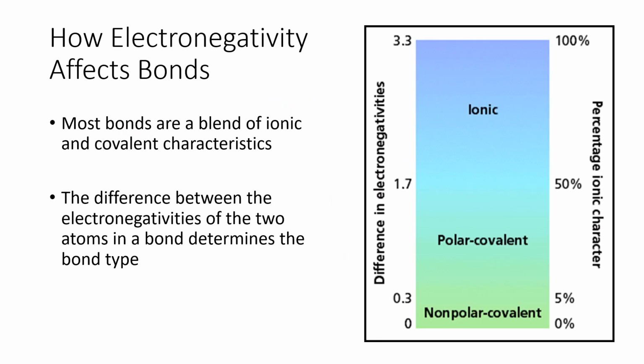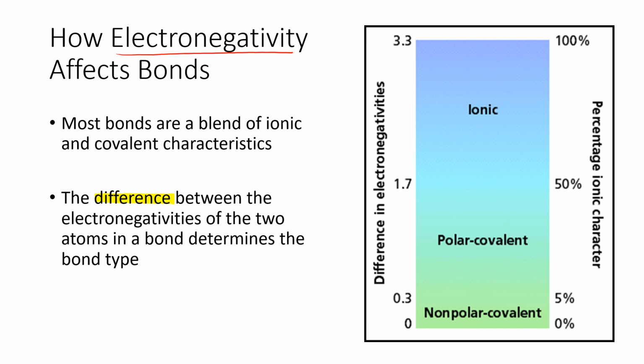So most bonds actually exhibit a kind of blend of characteristics of ionic and covalent bonds. They're usually not super black and white, but there is one way for us to decide what kind of bond we have, what bond type it is. And the way we do that is we actually use electronegativity again. So, looking at the second bullet point down here, the difference, right, that's a subtraction problem. So the difference between the electronegativities of two atoms in a bond can determine the bond type.